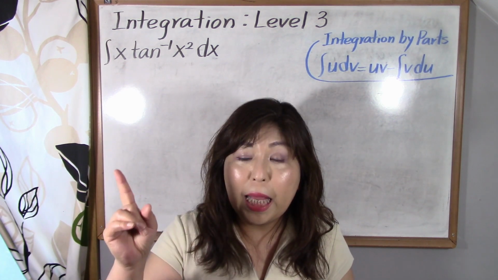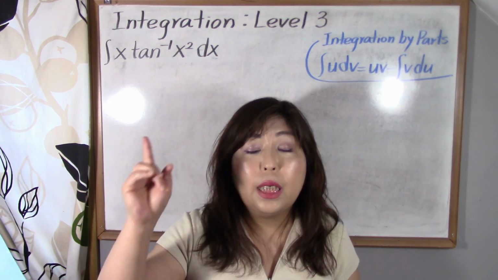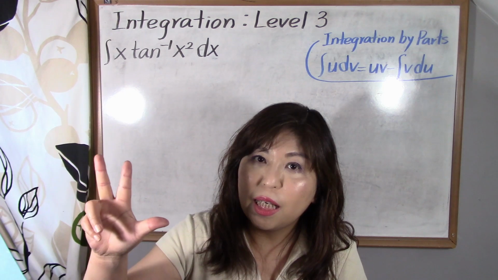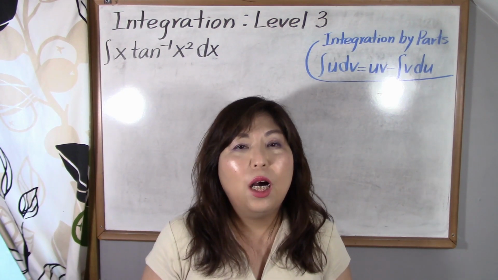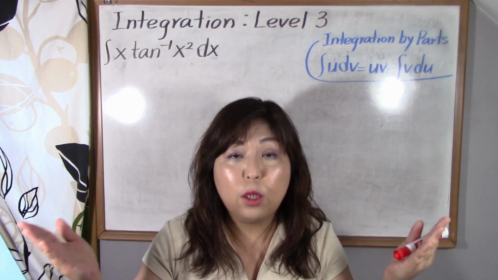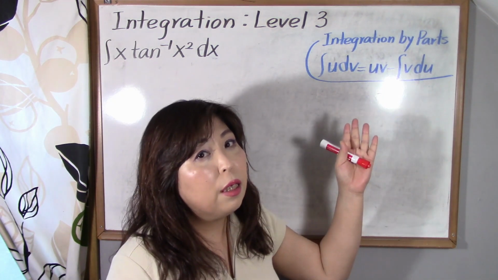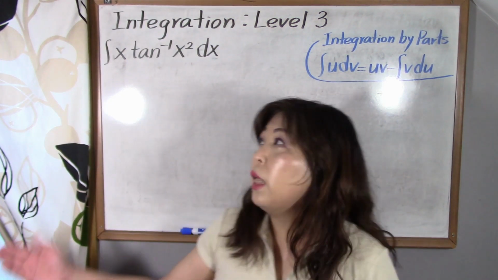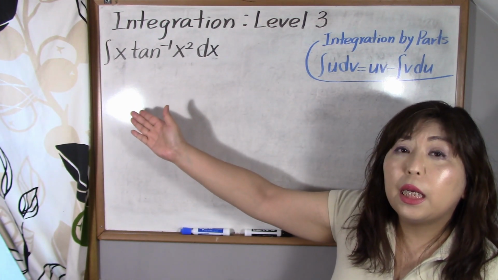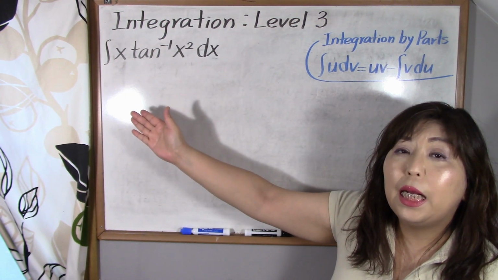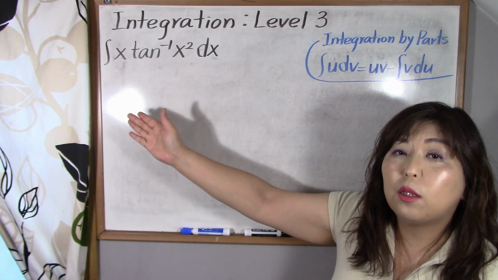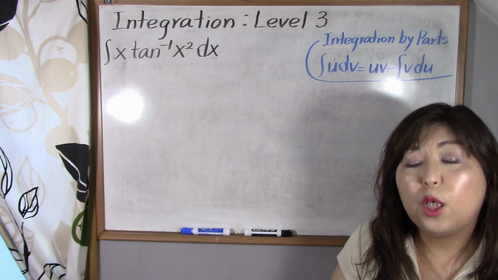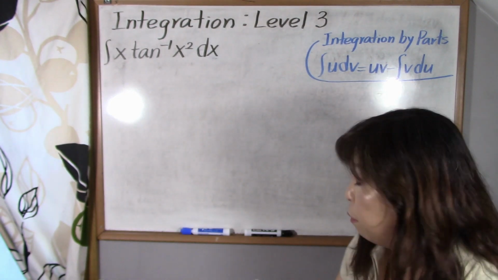So today, I'm going to teach you integration, level 3. Today we're going to use substitution and the integration by parts formula. Here's the problem: the integral of x times inverse tangent of x squared dx. First of all, we're going to use substitution.